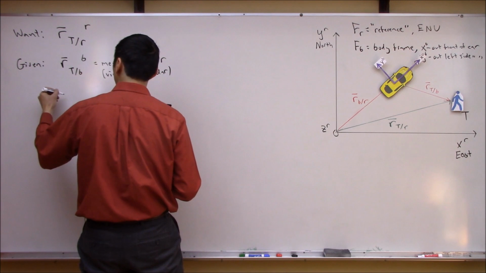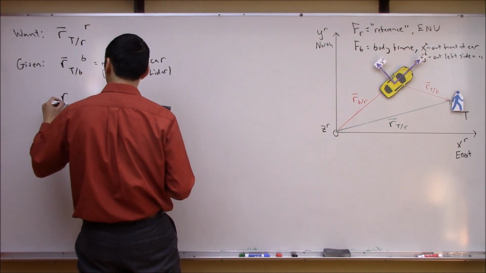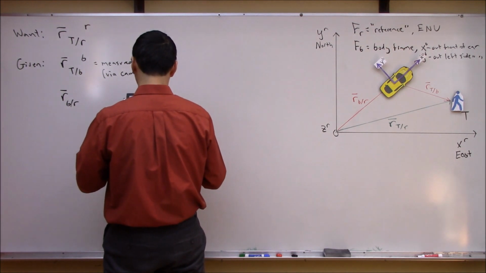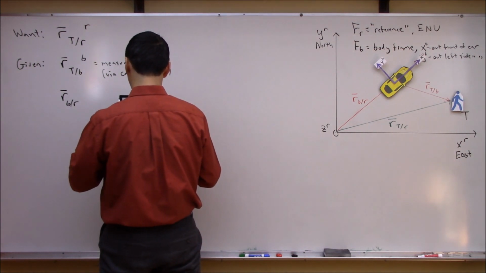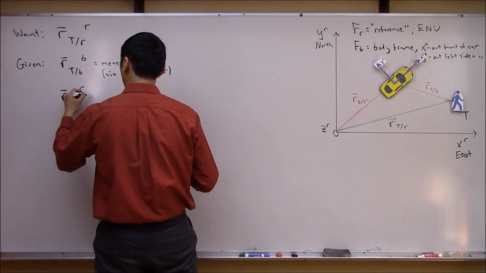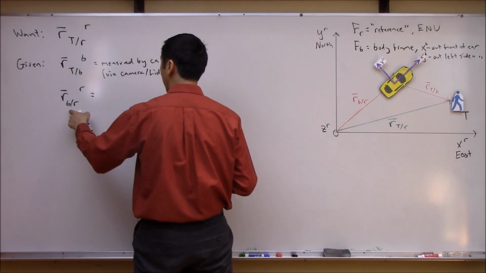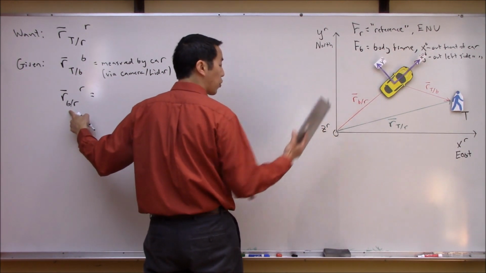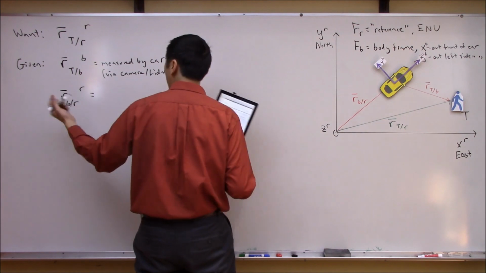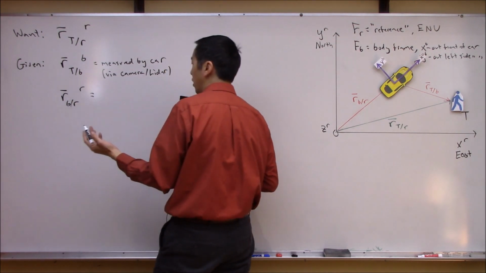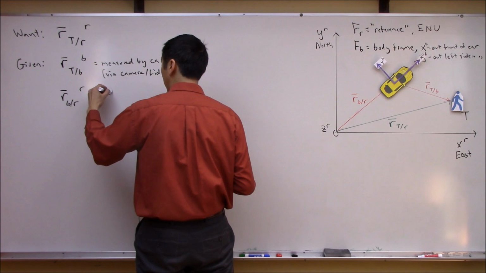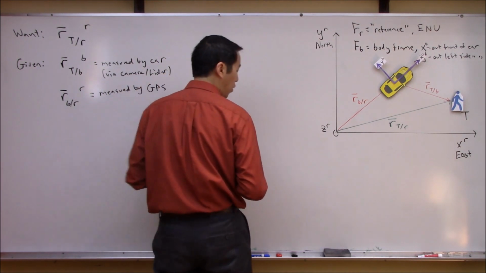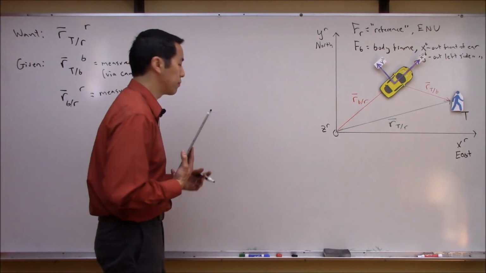We also are given r_B with respect to R, okay? This is going to be expressed in the reference frame, right? So again, if you think about what this is, it is where the car is located: how far east and how far north is the car with respect to the base. This is something measured, I don't know, maybe by GPS. GPS will tell you how far away you are from a given point in terms of X, Y, okay?